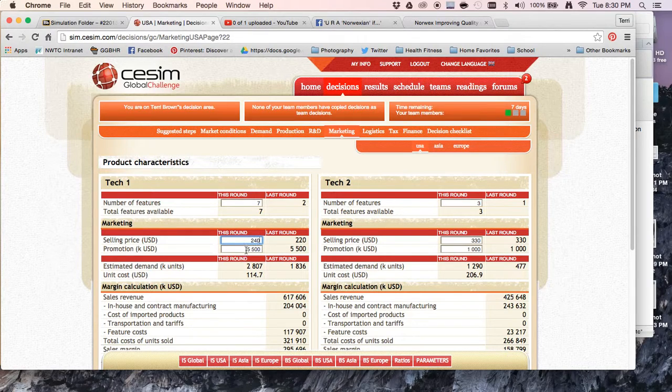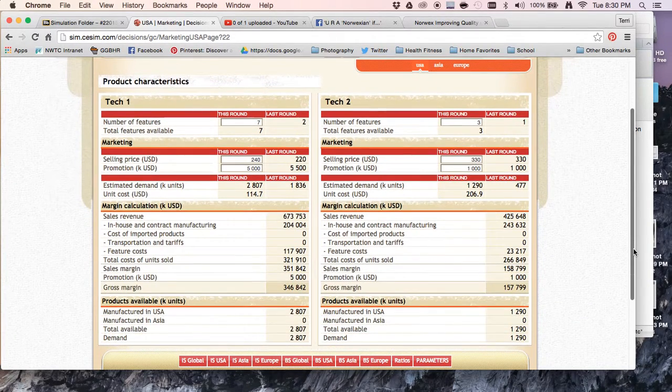Totally up to you on what you choose, but you do need to be somewhat comparable to your competition. So you always do need to promote, otherwise your product isn't going to sell. You can determine how much you want to spend on promotion. Again, this is in thousands of US dollars, so it is quite a bit of money. Once you make that decision, it will tell you based on your sales revenue, your total cost, your margin and promotion. Your gross margin is at $346,000. It will tell you how many are being manufactured in the US versus Asia and your total demand. Okay, this is not your contract manufacturing, this is your actual manufacturing.